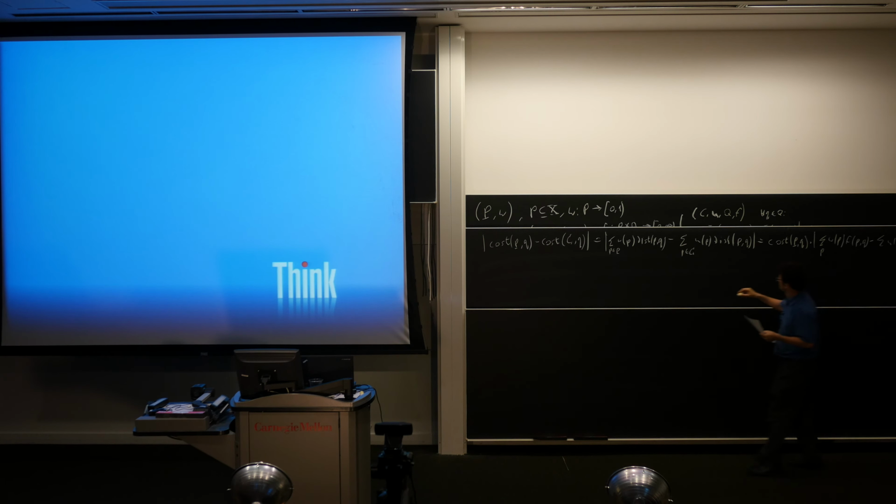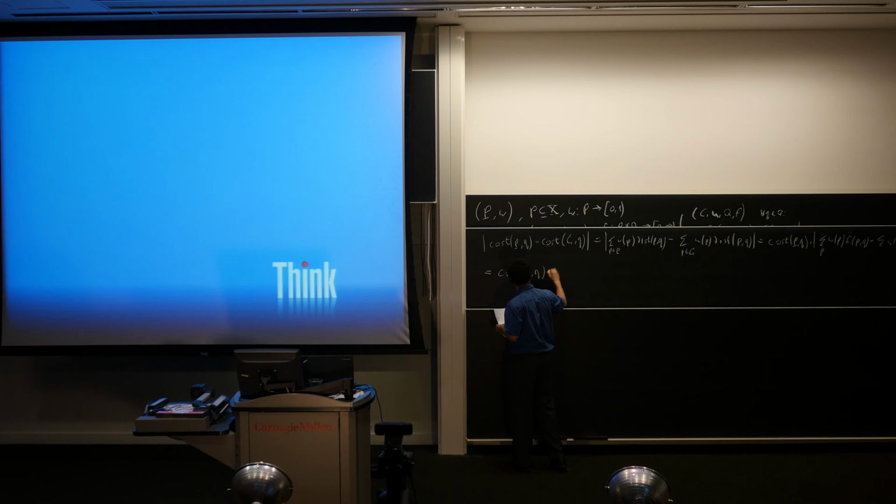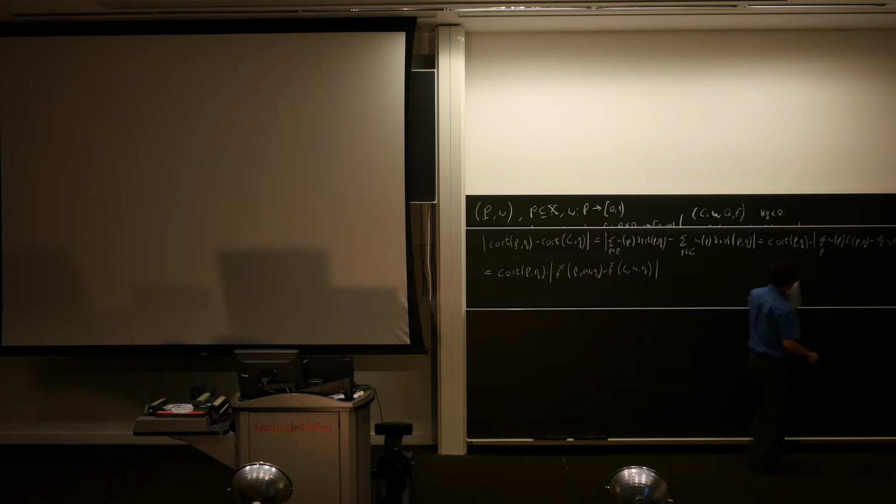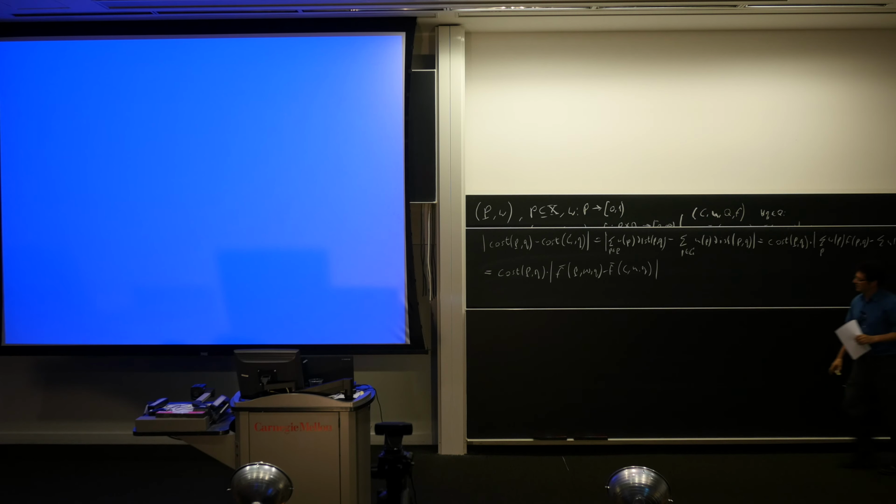But this is exactly, by the definition, cost PQ, the average of P with weight W to Q minus the average on the coreset using the weight U. So this was the definition of the average F here. But if I can prove that this is epsilon, we get this is epsilon cost PQ.